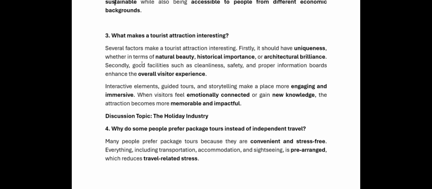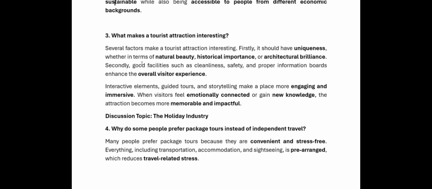Interactive elements, guided tours and storytelling make a place more engaging and immersive. Immersive, the best word. What do we mean by immersive? Immersive is highly involved. Next, when visitors feel emotionally connected or gain new knowledge, the attraction becomes more memorable and impactful.